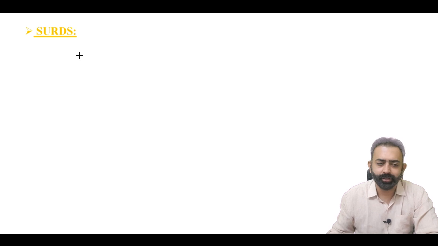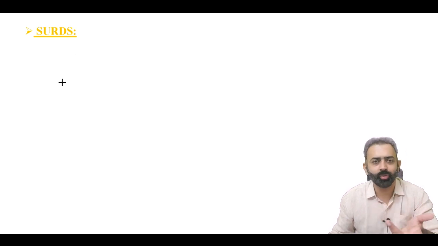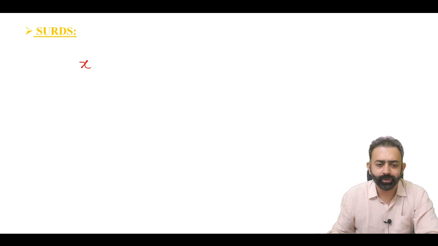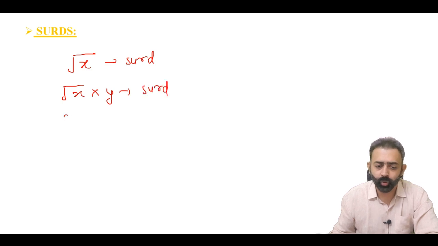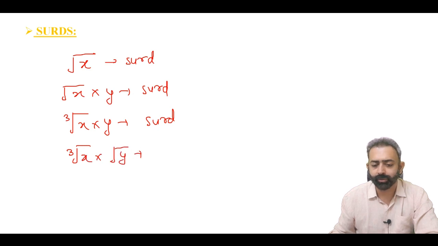So what is a surd? Any number which is written in square root or cube root form, right? Suppose square root of x. So I will call this a surd. If I say root of x into y, this is also a surd. If I use cube root of x and y, this is also a surd. If I use cube root of x and square root of y, this is also a surd.